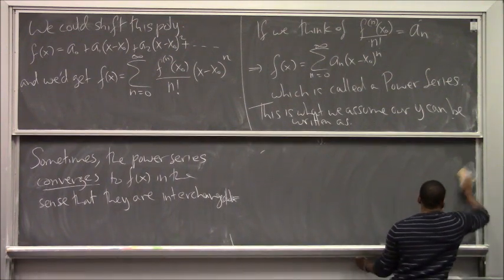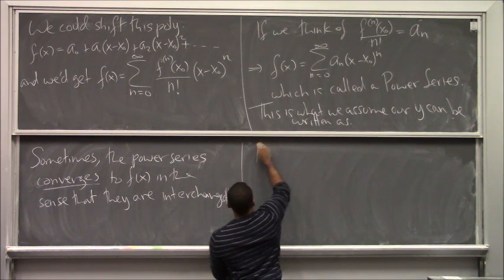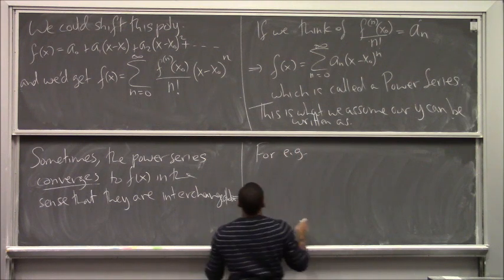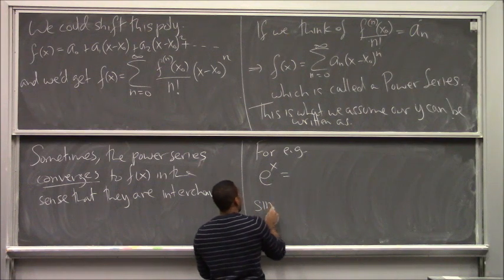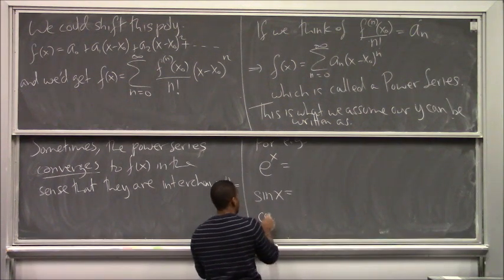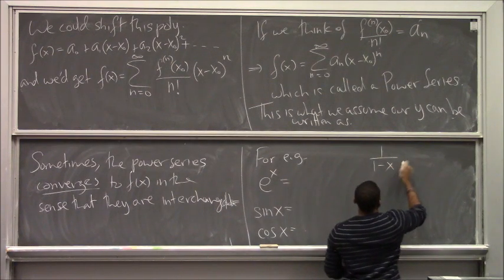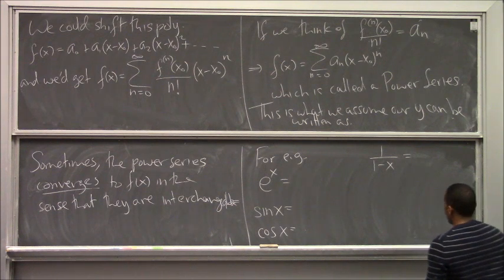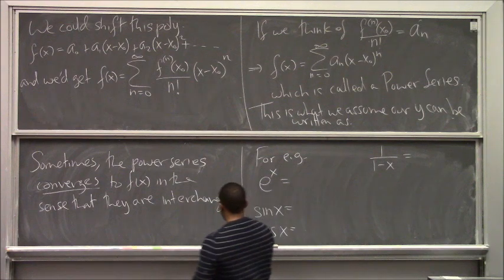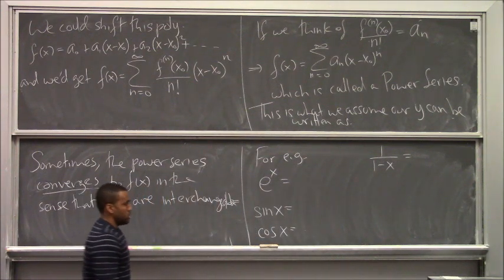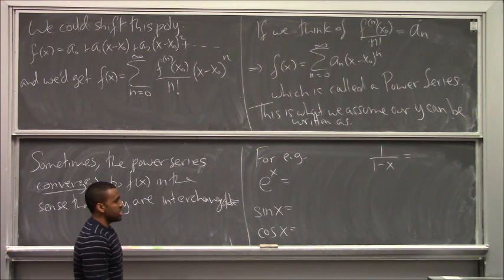And in fact, there are some such functions that you should have memorized by heart. For example, we have e to the x. We know how to write e to the x as such a function. We know how to write sine of x, cosine of x, and 1 over 1 minus x as such functions. Square root. Tangent. We'll get to tangents. These are the ones that we actually know some nice formulas for.